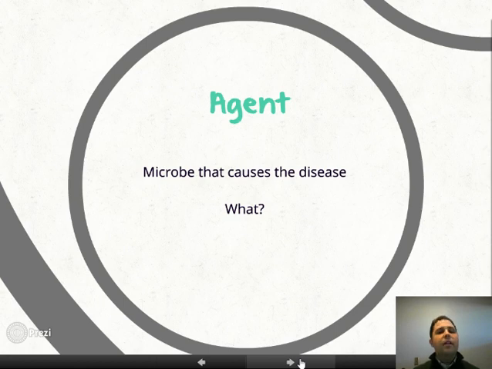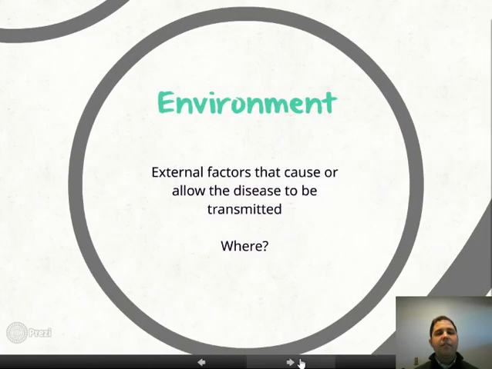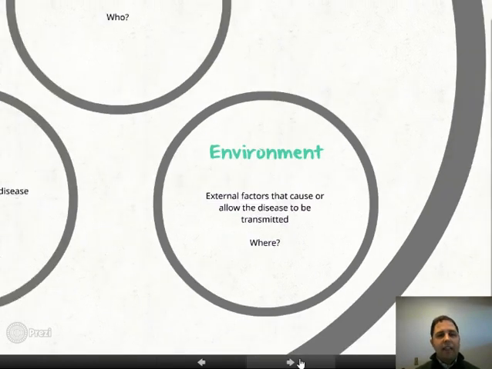So once we've learned about the host, who gets the disease, and the agent, what caused the disease, the last piece of our triad is going to be the environment. So the external factors that cause or allow the disease to be transmitted. And this is going to be the where part of the epidemiological triangle. So where does this occur? Where does the host interact with the agent? Where does the agent find the host? These sorts of different interactions. And so that's going to be our triad.